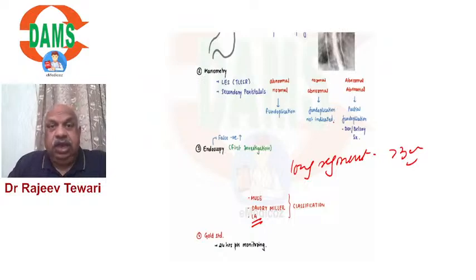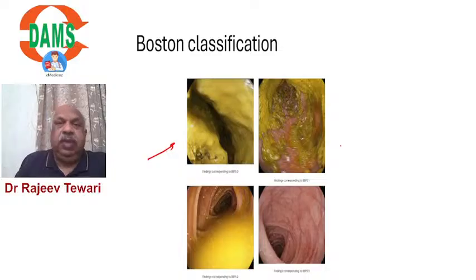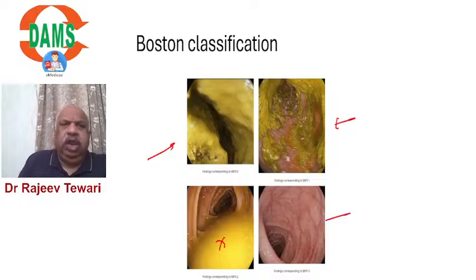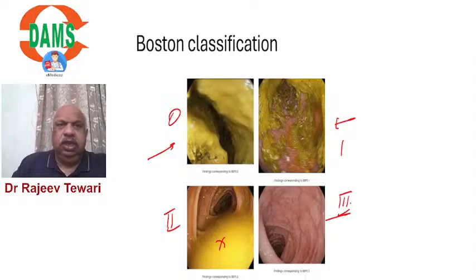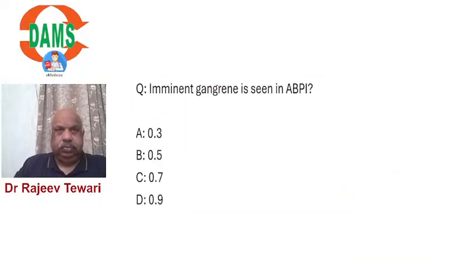And this is the Boston. The colon is totally unprepared, full of fecal matter; some fecal matter and mucosa; quite clean, but still some fecal matter; absolutely clean. 0, 1, 2 and 3 grades are there for Boston colon preparation. So the wrong one is LA for achalasia.